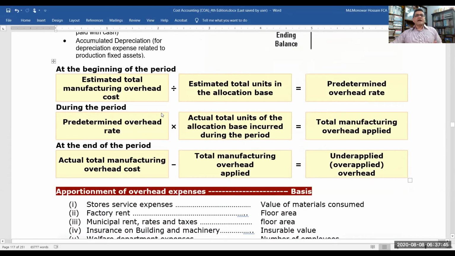At the beginning of the period, we estimate the total manufacturing overhead cost, then we divide it by the estimated total units of the allocation base, and then we get the predetermined overhead rate. During the period, the predetermined overhead rate is multiplied by the actual total units of the allocation base incurred during the period, and then we get the total manufacturing overhead applied. At the end of the period, we take the actual total manufacturing overhead cost and subtract the total manufacturing overhead applied, then we get the under applied or over applied overhead.